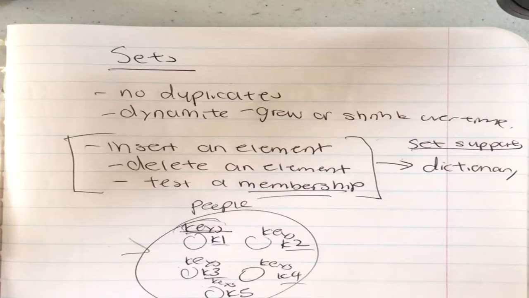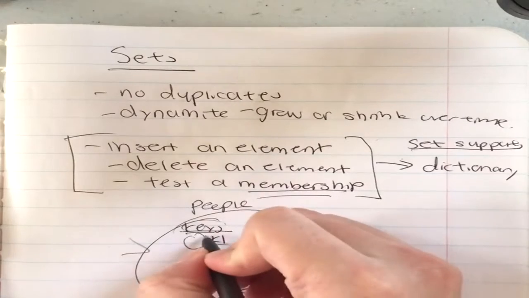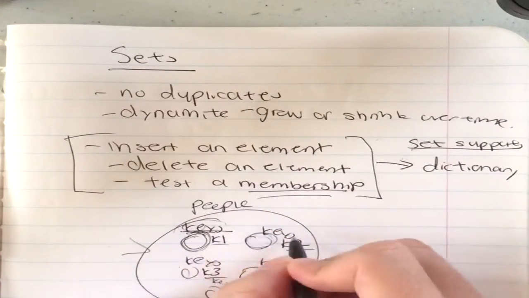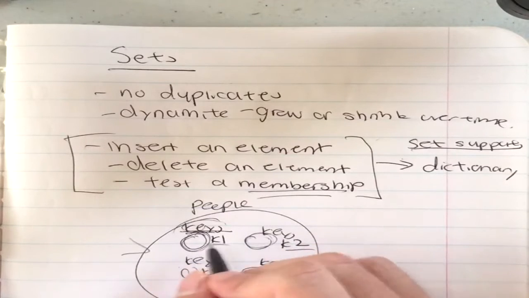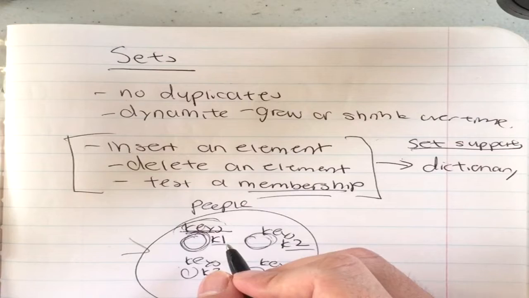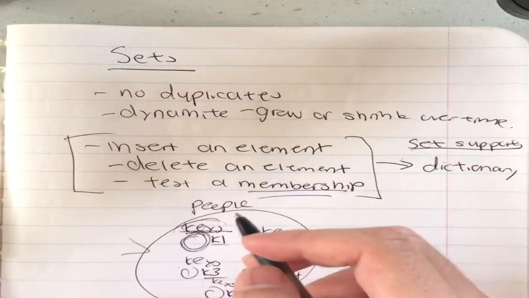Objects can also contain satellite data, which are carried in other object attributes but are unused by the set implementation. So each object can have data that is totally unrelated to the set operations. That's what we call satellite data. That's pretty much sets.